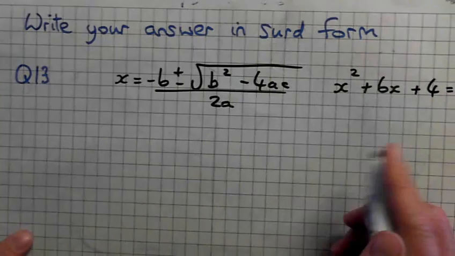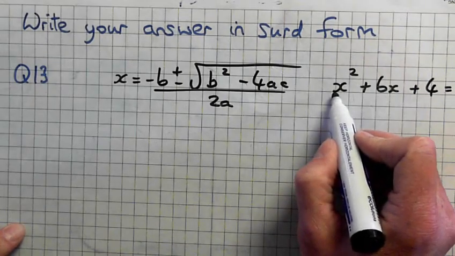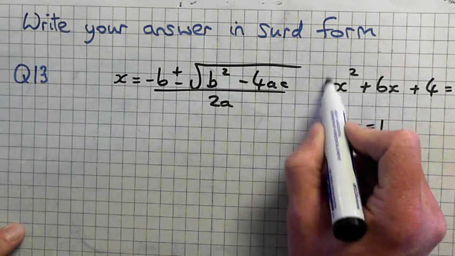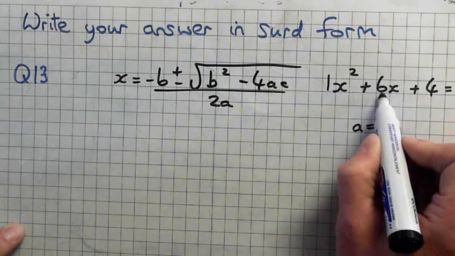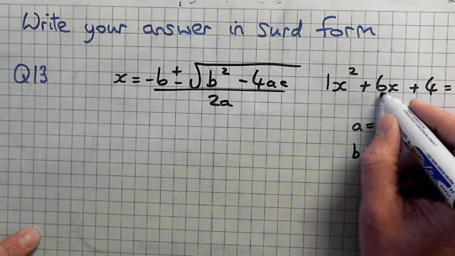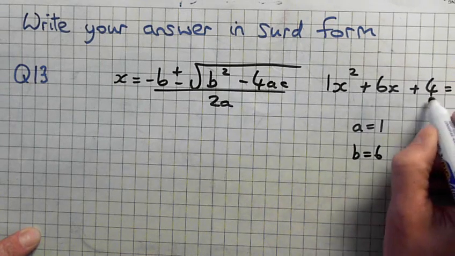What's a equal to? The number in front of the x squared. 1. What's b equal to? The number in front of the x. 6. And c is equal to? 4.